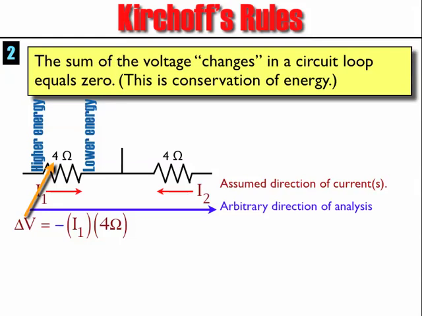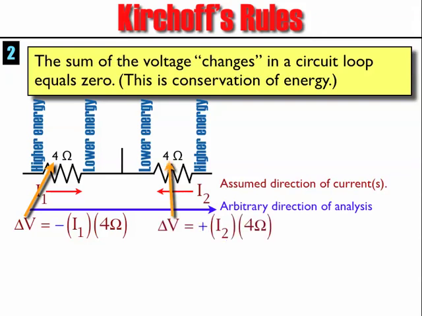I1 instead of I2 because I1 goes through that 4-ohm resistor. On the other side, going from left to right, I have the junction, lower energy, the resistor, and higher energy. Remember, current flows from high energy to low energy. So in this case, for I2, the high energy is on the right, the low energy is on the left. When I travel across it in my analysis direction, I go from left to right, or from low energy to high energy. To go from low to high, I have to add voltage. So delta V is equal to positive I2 times 4 ohms.